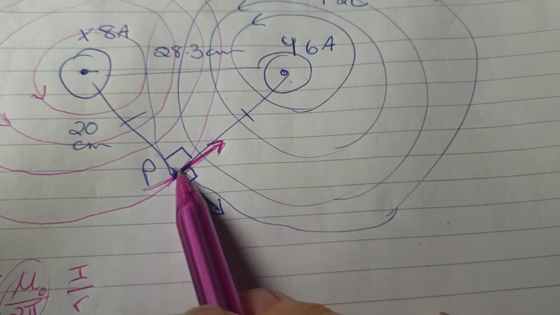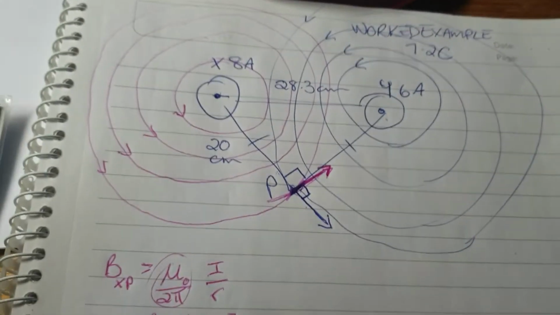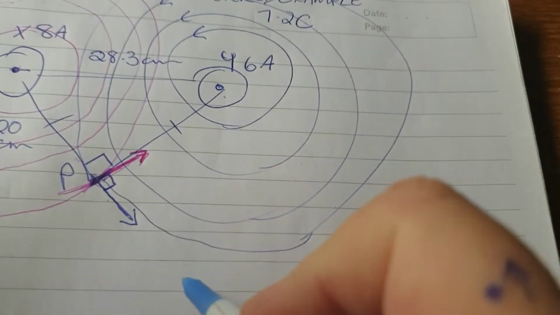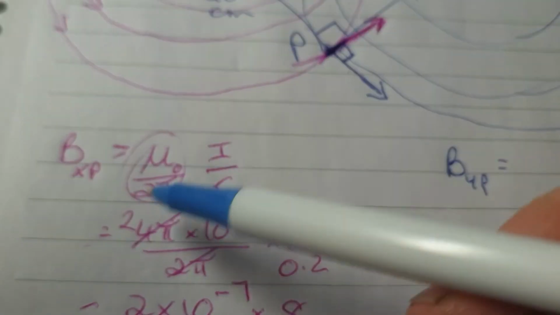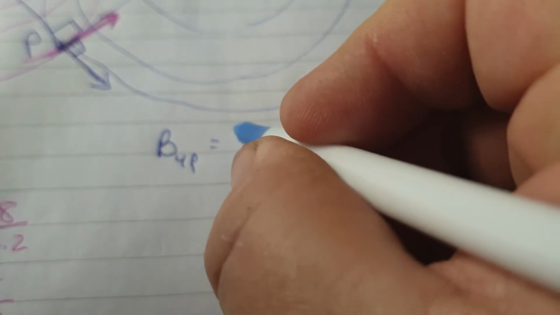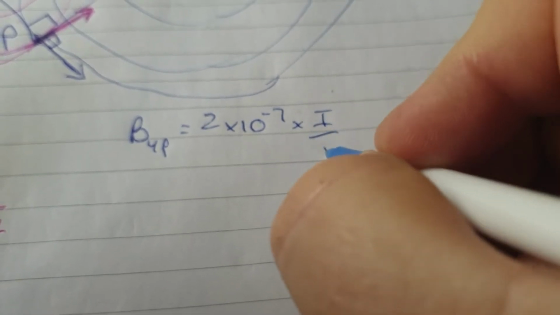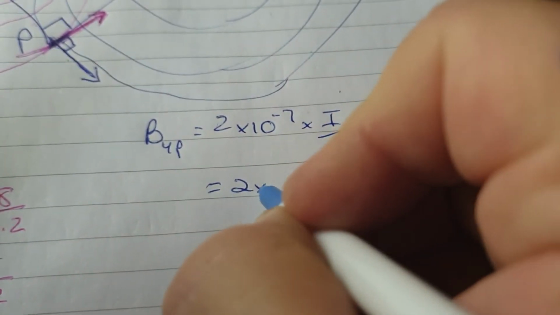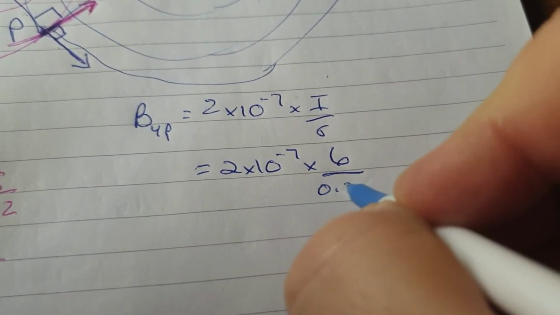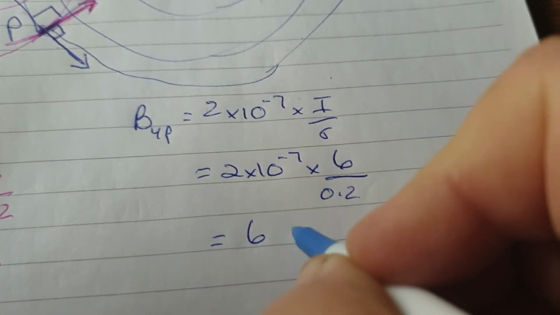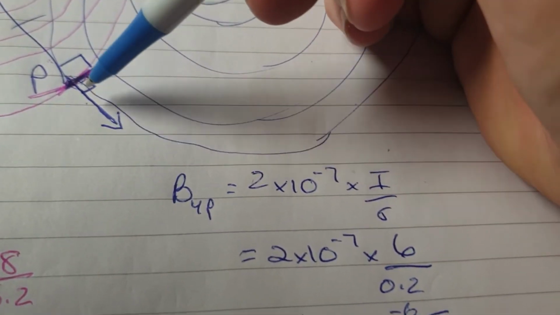And here it is. It's going straight ahead along that line towards Y. Alright, so then we do the other one. Exactly the same, only I'm already fed up with that stupid constant business, and I'm just going to go 2 by 10 to the minus 7 times I over R. This one had a current of 6, the radius is still 0.2, and that becomes 6 by 10 to the negative 6 Teslas, and that's coming along this one.